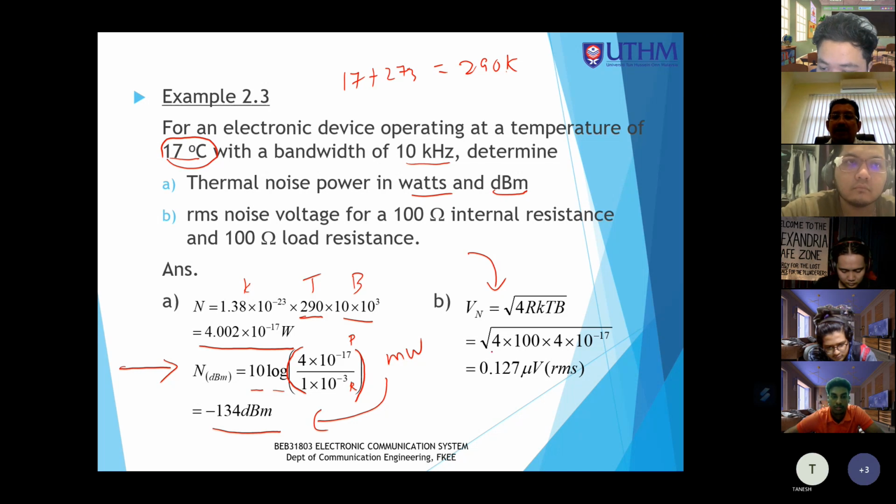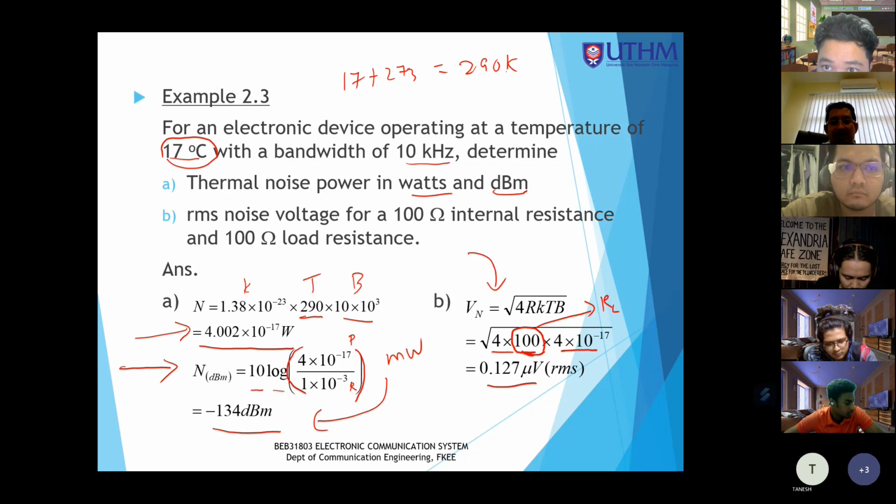Okay, so 4 times resistance 100 ohm. Okay, so this is actually referring to the load resistance. So kita tak gunakan dua-dua sekali, kita gunakan load resistance sahaja. Multiplied with KTB, so we already get the KTB from the previous question. So therefore, the noise voltage is equal to 0.127 microvolt.